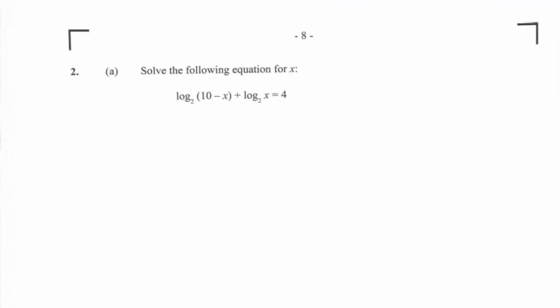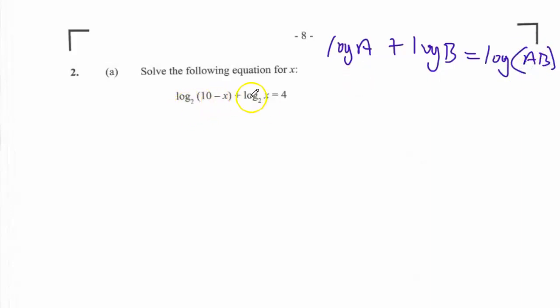Solve the following equation. Notice both of them are base 2, so we can use the law that says log A plus log B, and we can combine both logs by taking the product of A and B. Once we have a plus, we can combine both logs by multiplying these two. So A times B or B times A. It's x times 10, that's 10x, and x times minus x, that's minus x squared.